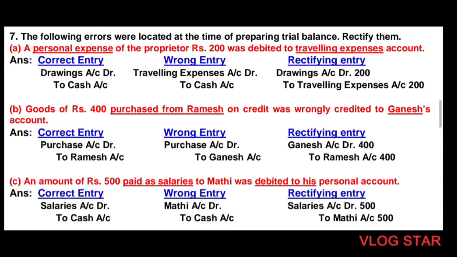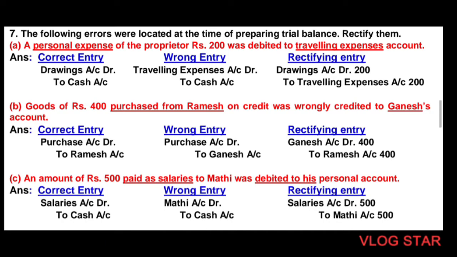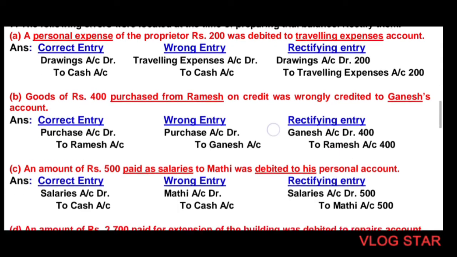So how we have to rectify? See, the correct entry is drawings to cash. Wrong entry is traveling expenses account debit to cash account. So the rectify entry, how we have to write? First see the correct entry, debit side. What is written? Drawings account debit. So we have to write drawings account debit. In the wrong entry, traveling expenses is given in the debit side, which is wrong. Now we have to correct it, means we have to write in the credit side. So write to traveling expenses account 200. Next one.